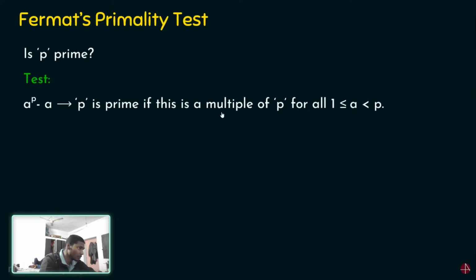p is prime if this is a multiple of p. It means p is prime if a power p minus a is a multiple of p for the values of a from 1 to less than p. a power p minus a is a multiple of p for all the values of a that are greater than or equal to 1 and less than p. So this primality test mainly depends on the important formula a power p minus a. No worries, let's see an example, you will understand things clearly.